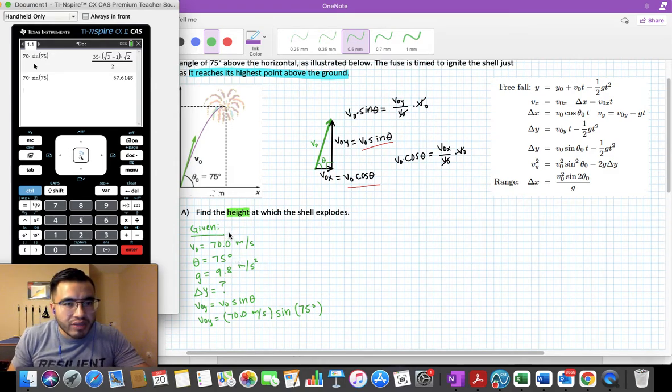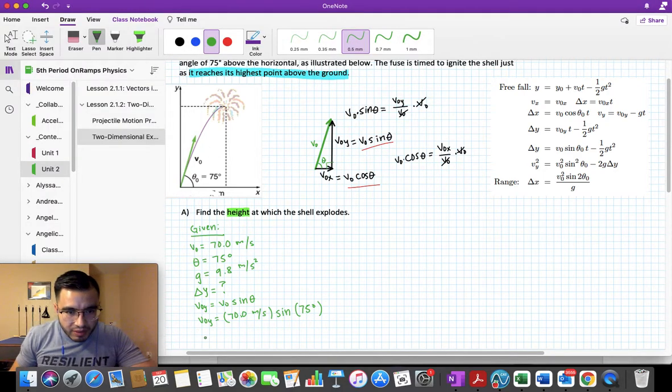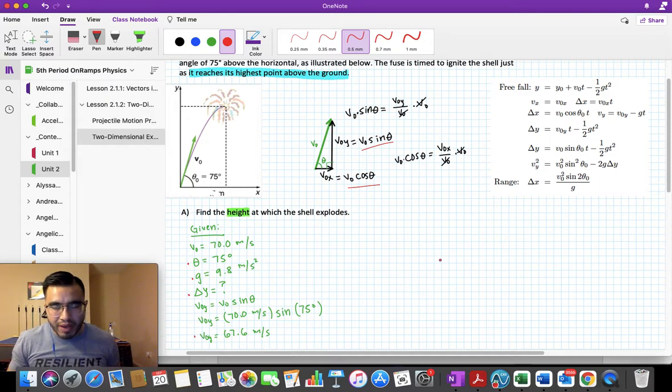67.61, right? Just three significant digits, so 67.6. So our initial velocity along the y is 67.6 meters per second. There you go. Now we need to focus on theta, acceleration due to gravity, delta y, and we now have the initial velocity along the y.